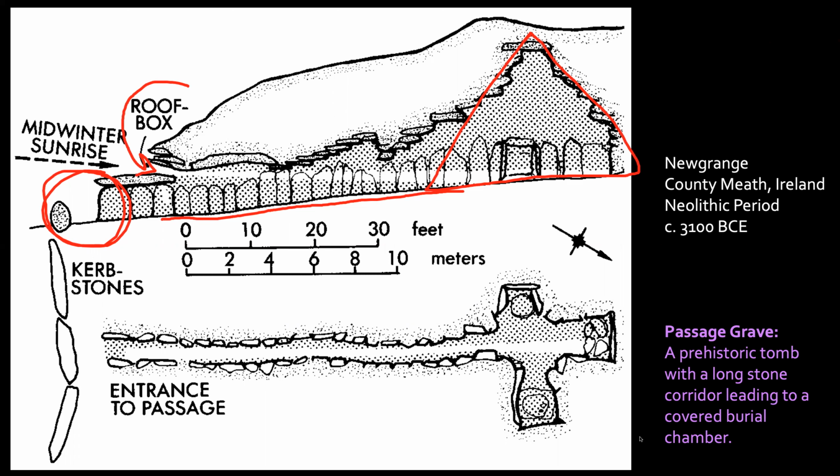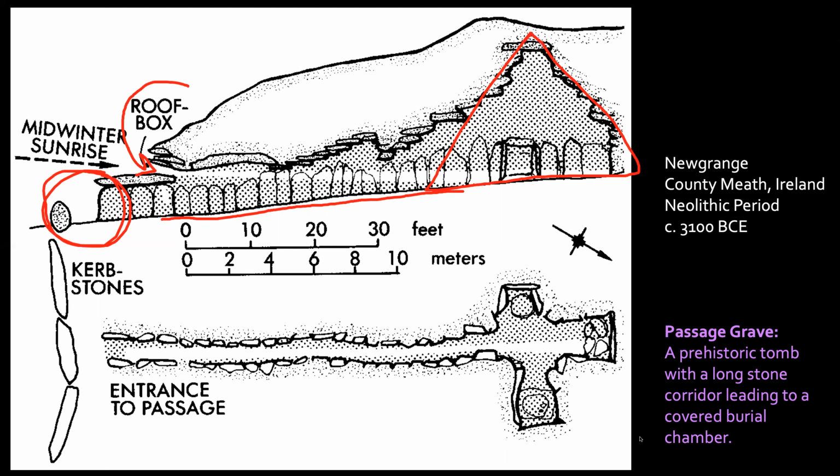Newgrange is an example of a passage grave. A passage grave is a prehistoric tomb with a long stone corridor leading to covered burial chambers. That's a perfect description of what we have at Newgrange. That long corridor, with the stones on either side, is just over 60 feet in length, so it's quite long, and it leads into a domed burial chamber.